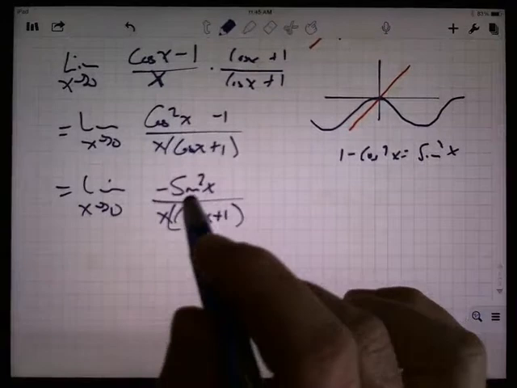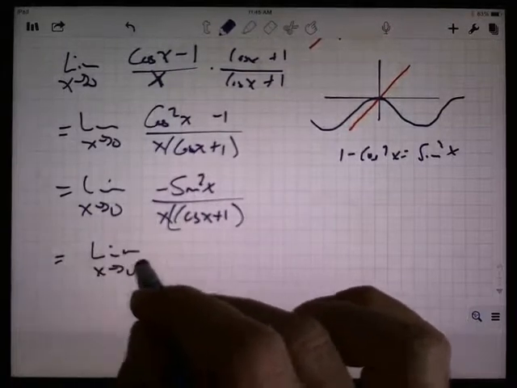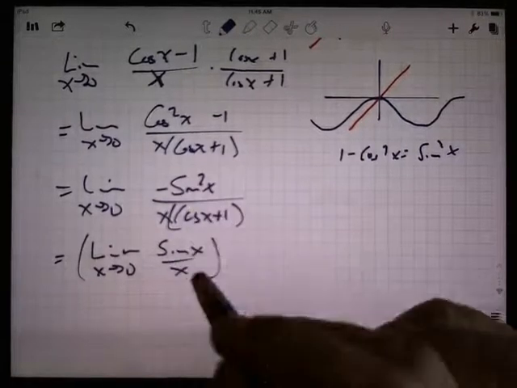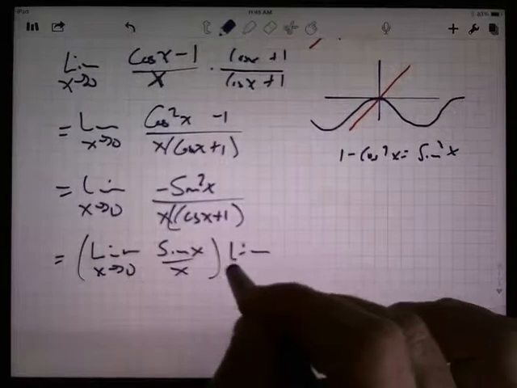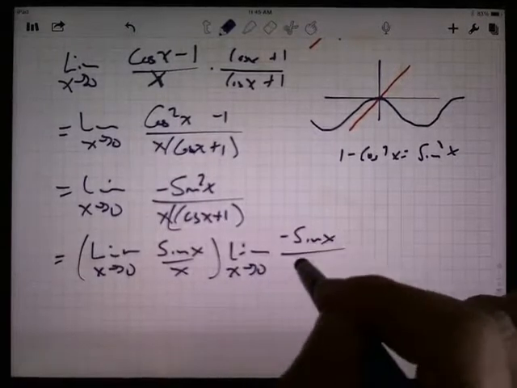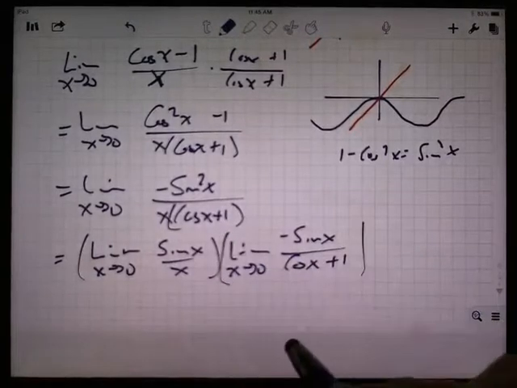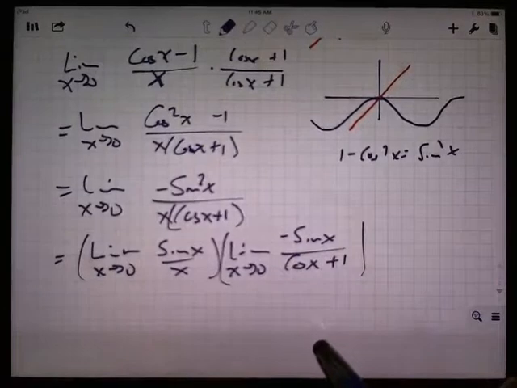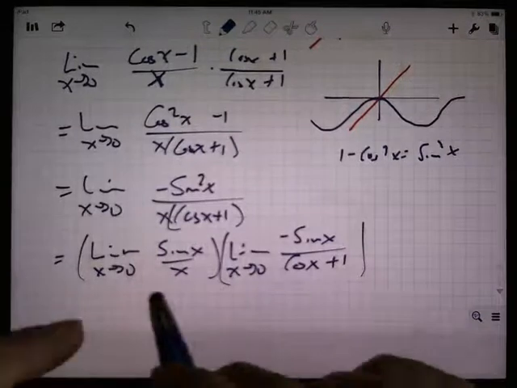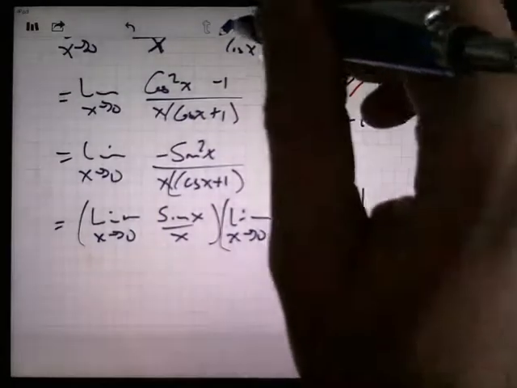And then I'm going to split this up like this. This is the limit as x goes to 0 of sine x over x. So take one of those sines with the x, and the limit as x goes to 0 of negative the other sine x over cosine x plus 1. The limit of a product is the product of the limits. So these two things multiplied together are that fraction, and so I can do it this way. What I've done is I've isolated the 0 over 0 problem that I can handle here.